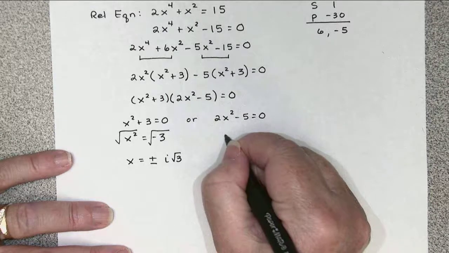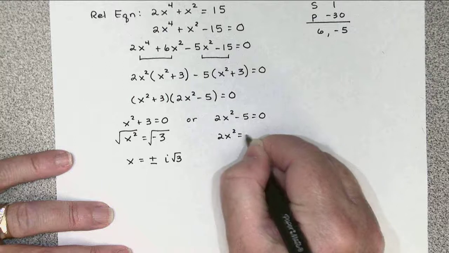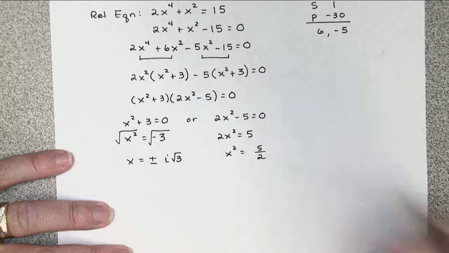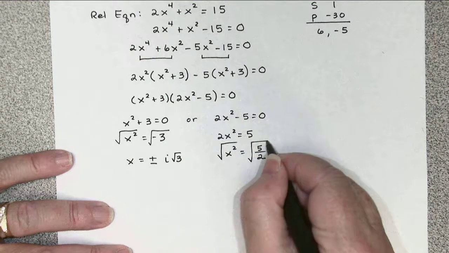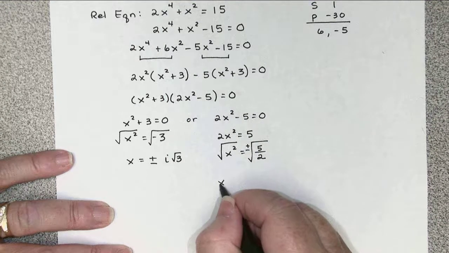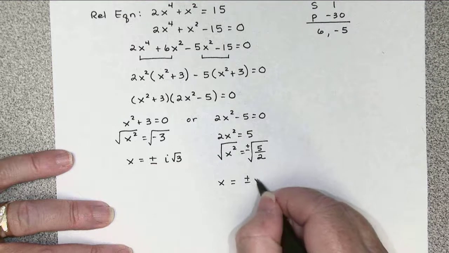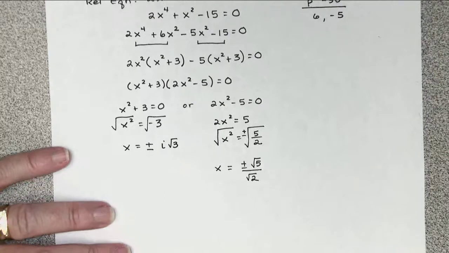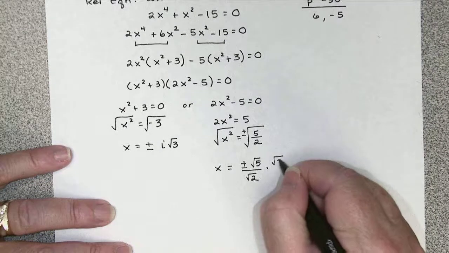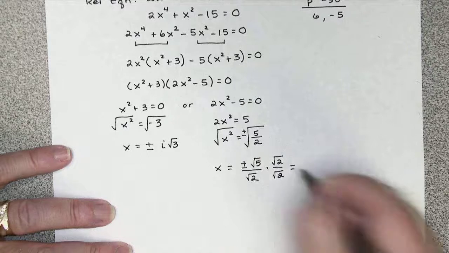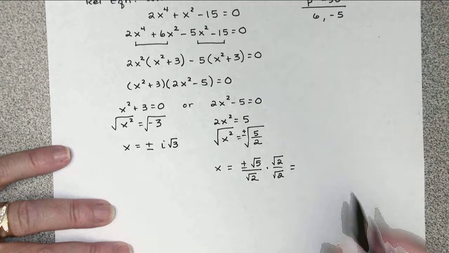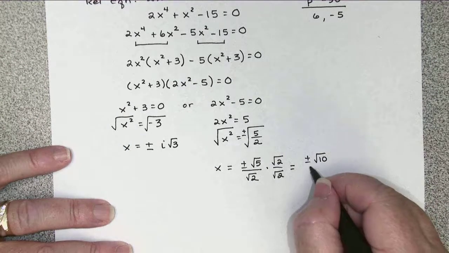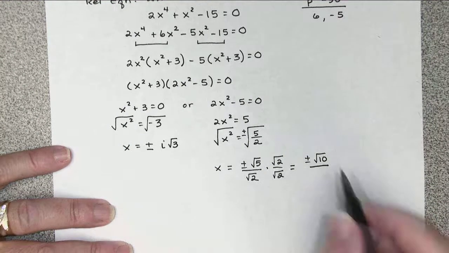The second one, I would have 2x squared equals 5. So x squared would be 5 halves. And x would be plus or minus the square root of 5 over the square root of 2. I'll just go ahead and multiply top and bottom by the square root of 2 in order to rationalize the denominator. So I have plus or minus the square root of 10, and on the bottom the square root of 4 is just going to be 2.